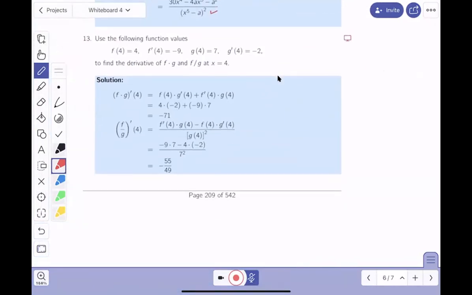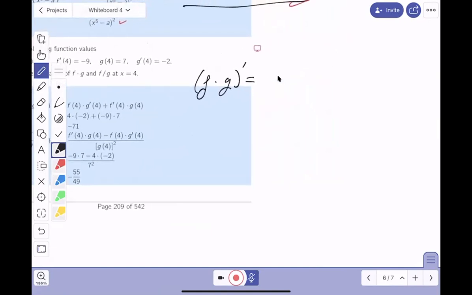All right, let's do number 13. Number 13 says use the following function values to find the derivative of f times g and f divided by g at x equals 4. Let's write this down. So we're going to write down f times g, its derivative. It might be hard, but not really, it's product rule, isn't it? So it's going to be f times g prime plus f prime times g.